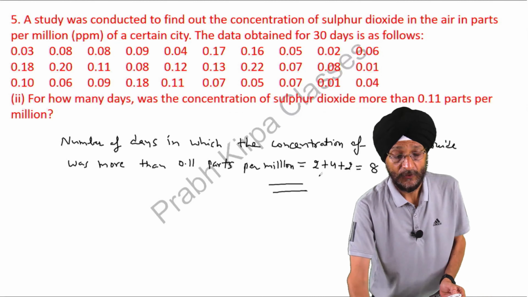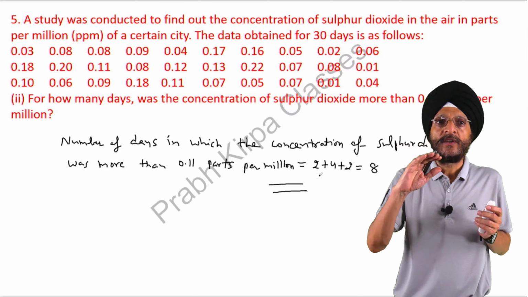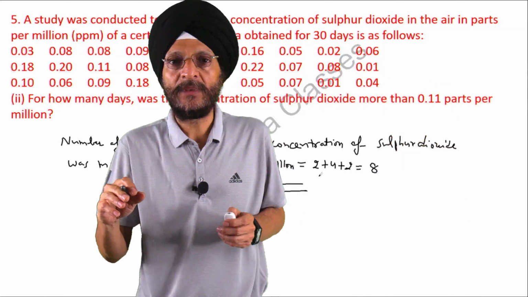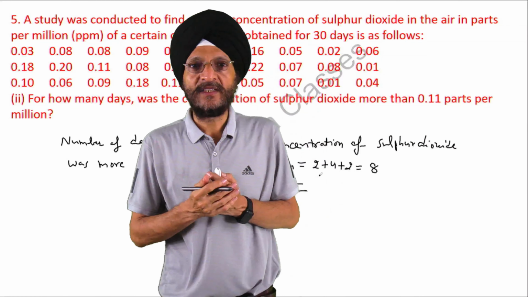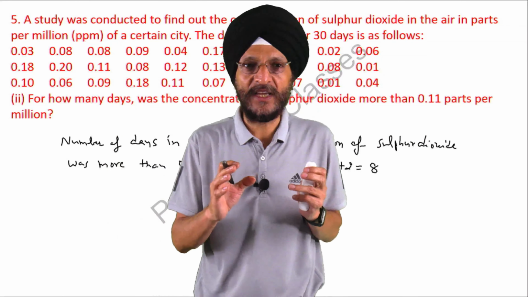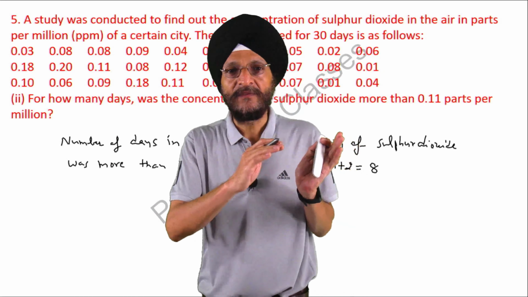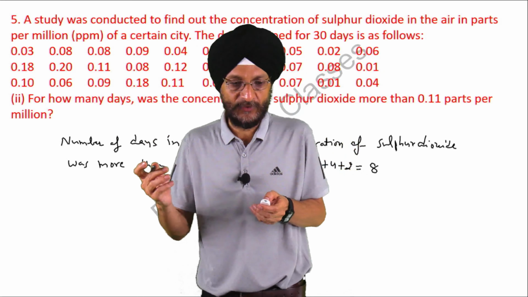This is the answer. We have formed the grouped frequency distribution table and also found the number of days in which the concentration of sulfur dioxide fell within the particular range asked for in this question.